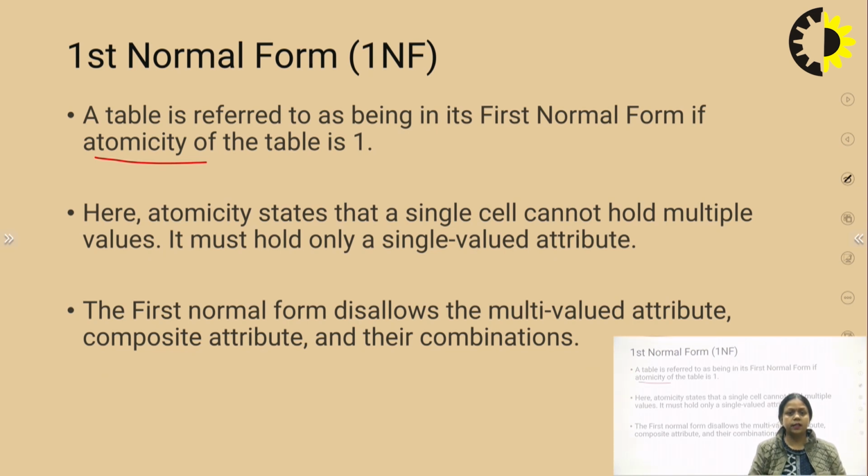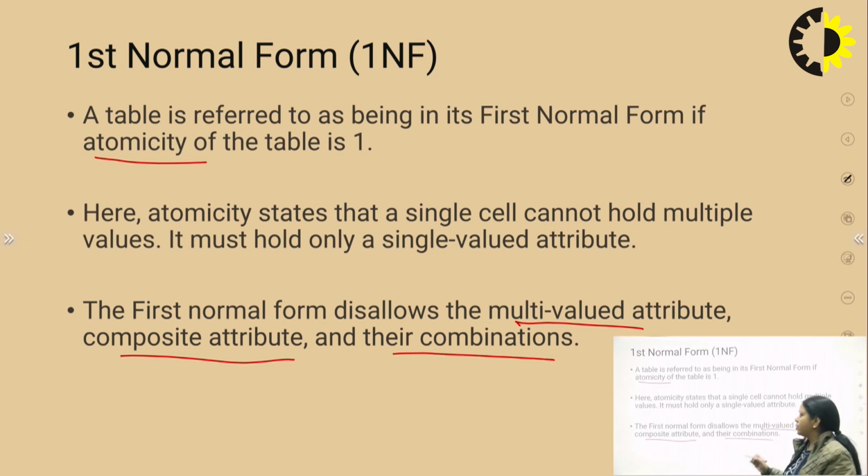So we can say that for a table to be in the first normal form there is a need for atomicity. The first normal form does not allow multi-valued attributes, composite values and their combination. So for the first normal form, we have to remove multiple values and composite attributes from the table. This is the basic requirement for the first normal form.